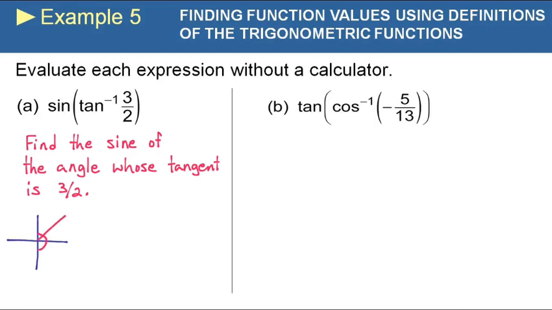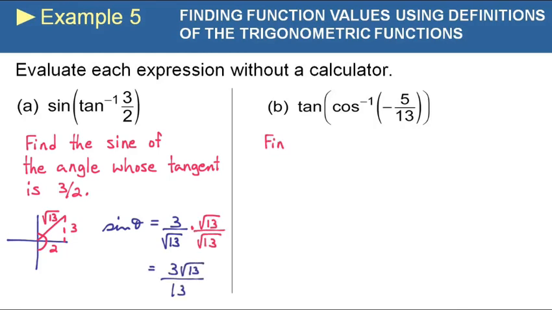Okay, now to draw the triangle, we know that this is y over x. So I've labeled my two sides here y over x, and I can find the hypotenuse. 2 squared plus 3 squared would be 4 plus 9, that's 13. That means the hypotenuse is going to be square root of 13. Now the sine of that angle is going to be 3 over square root of 13, and it needs to be rationalized, so 3 square root of 13 over 13.